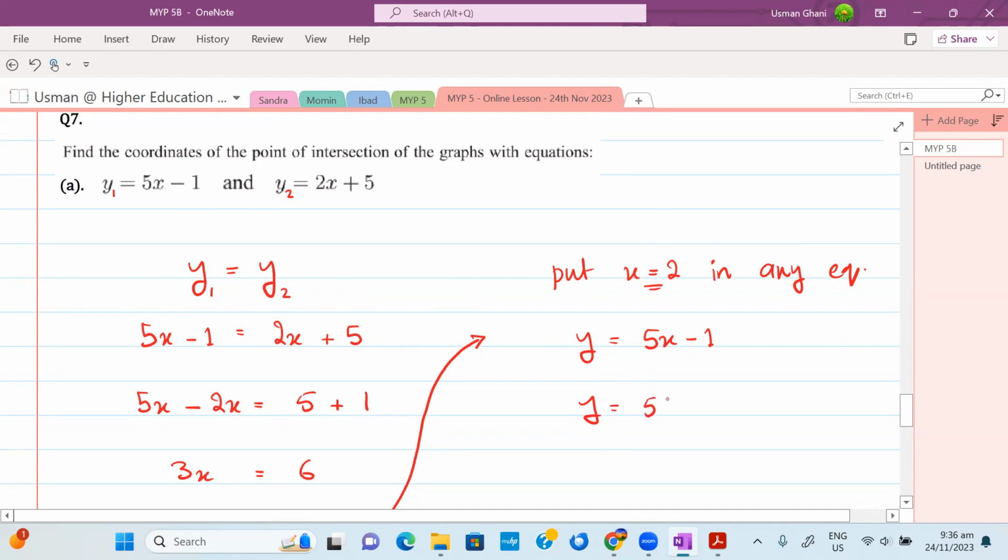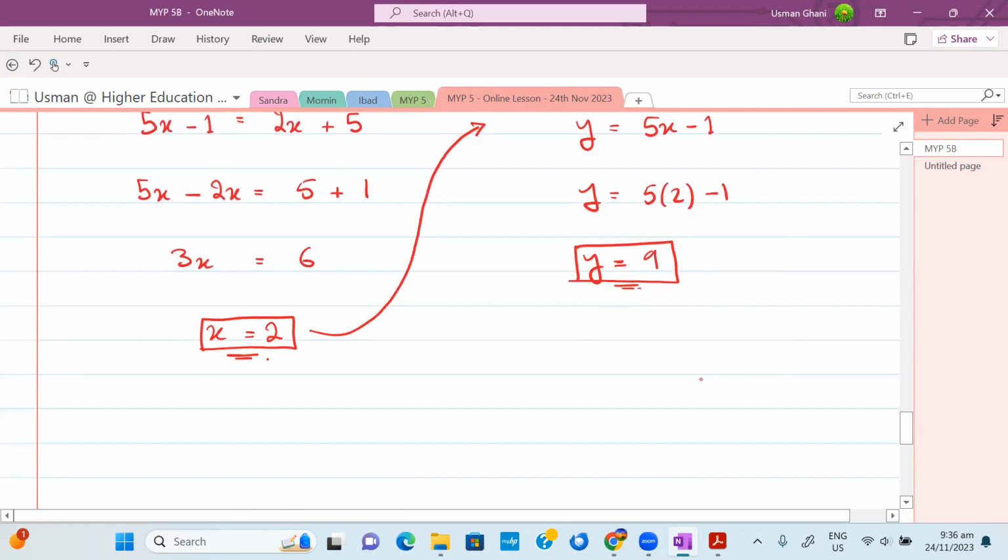y is equal to 5 into 2 minus 1. y is equal to 5 into 2 is 10 and minus 1 is 9. Just to prove my point that math does not contradict itself, I could show you by plugging into the other equation, but I'm not going to do it, time is very short. So my answer is (2, 9). Whoever doesn't write the answer in the form of coordinates in the exam, I'll deduct one mark, I'm telling you right now.